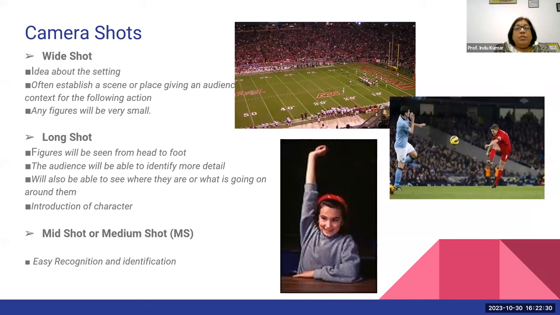So here you can see a long shot because it is covering the entire stadium, which is shown in image one. Then in the next shot, you can see the two football players who are playing. You can see the audience in the background and the players in focus. Then the mid shot or medium shot can be easily recognized. A girl raising her hand is a mid shot, shown here. Next slide.